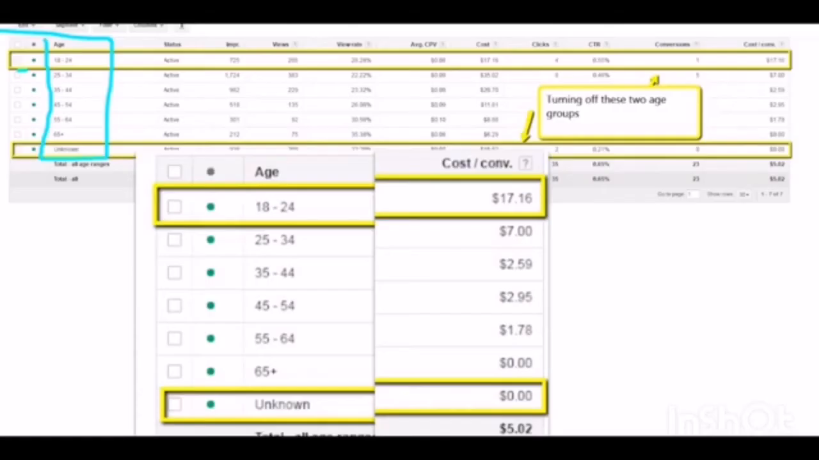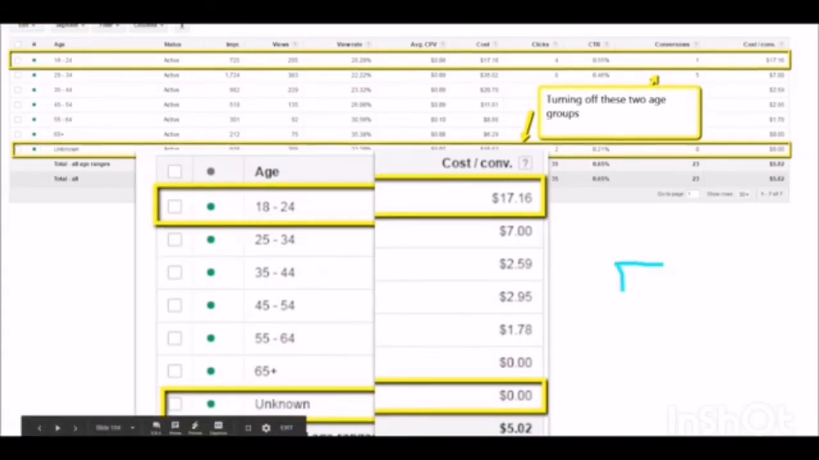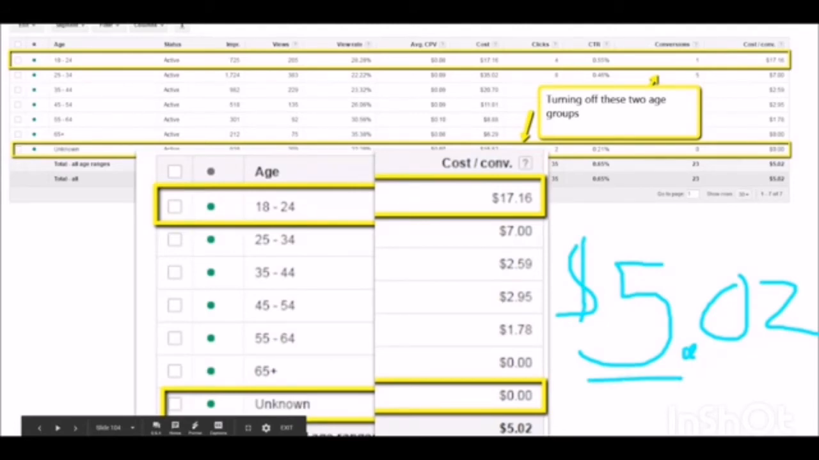Now, in this third example of optimization, I'm actually optimizing by demographics. I'm in YouTube ads, and I'm looking at the ages of the people I'm advertising to. When I was starting off advertising, I was advertising to people of all age ranges. You see 18 to 24, 18 to 65 plus, and even people I didn't know about. What I'm seeing here is my average cost per conversion across all age ranges is $5.02, okay? That's how much I'm spending to get people to opt in for my email list.